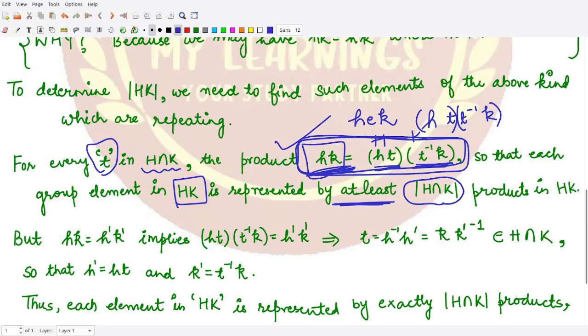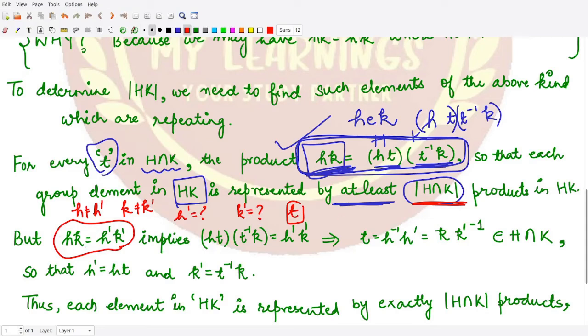And moreover, because we are taking HK equal to H dash K dash, we wanted to determine all those combinations of HK which are repeating. So that means we are looking for this thing where obviously H is not equal to H dash and K is not equal to K dash. We are assuming this thing. Now we wanted to determine what is this H dash and what is this K dash, and can we write it in terms of T? If yes, because T was an arbitrary element, we may write it in terms of any element which is a member of H intersection K. So let's move forward and view this thing.